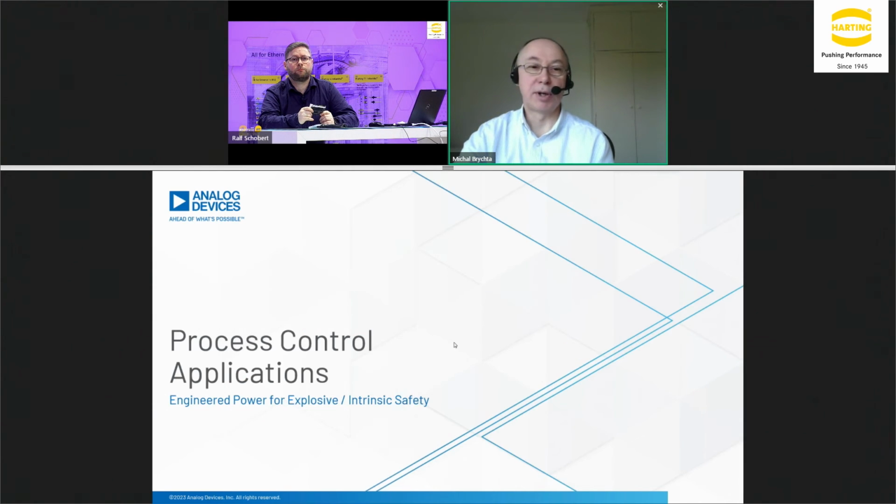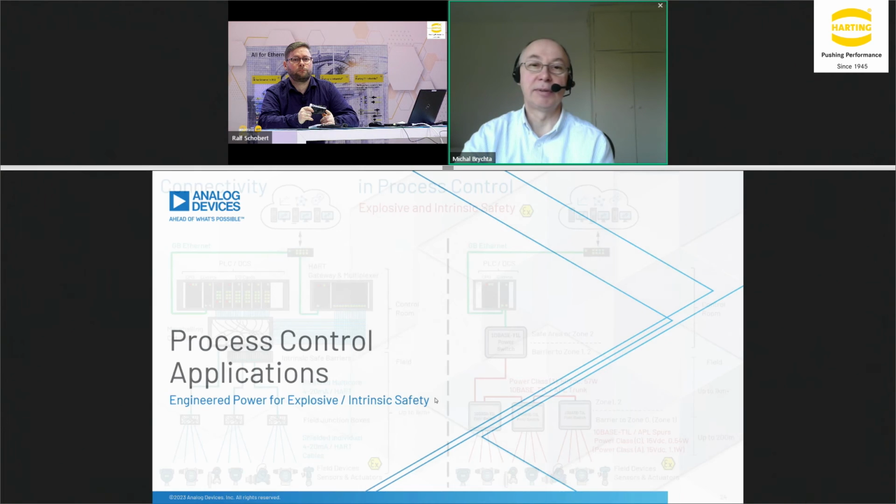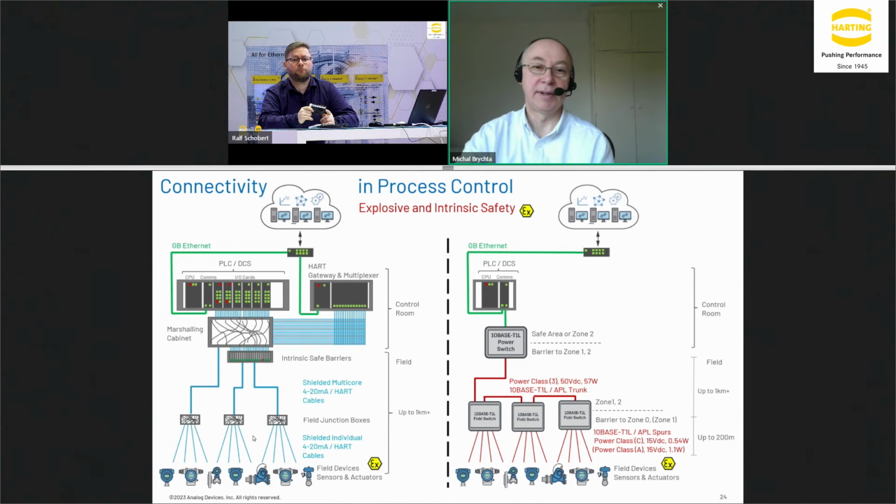Then I wanted to briefly mention process control applications, because the power requirements there are different. I would call it engineering power for explosive and intrinsic safety. If we look at the process control application, traditionally wired with 4 to 20 milliamp loops, it is now migrating to more modern solutions, delivering much more data to the end nodes through single pair Ethernet. And I've spoken about that with my colleagues on this forum many times.